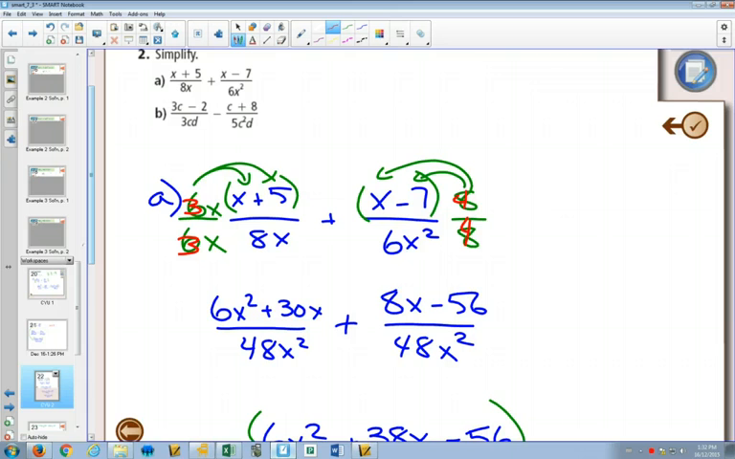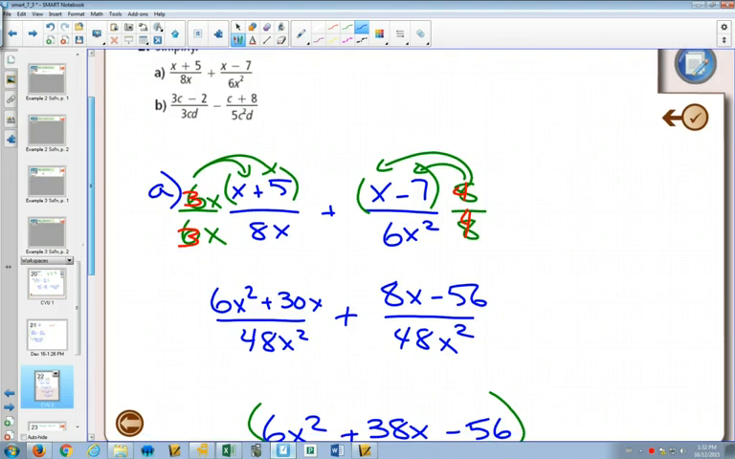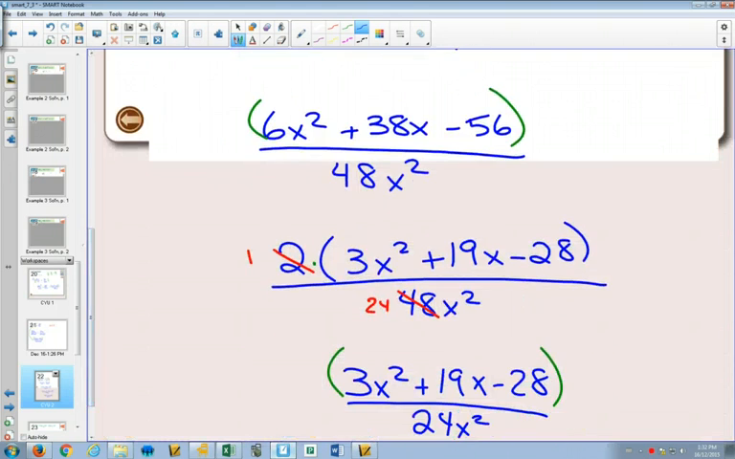Had you done that, you would have got 24x squared as your denominator right away, and you wouldn't have had to factor to solve it. But it's not wrong if you get a bigger denominator and simplify later. So either way is fine. So if you can't find the lowest common denominator right away, it's not the end of the world, as long as you're checking to simplify in the end.